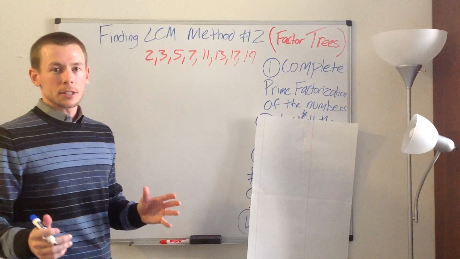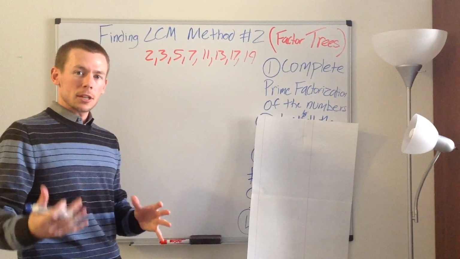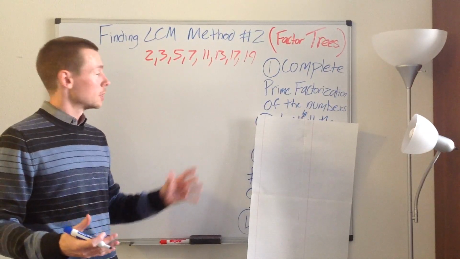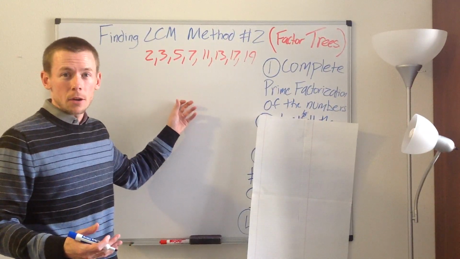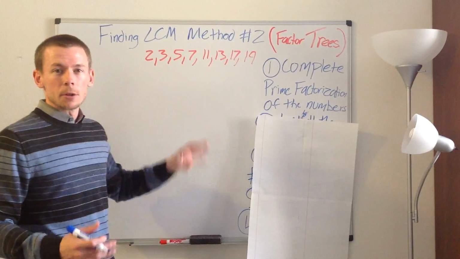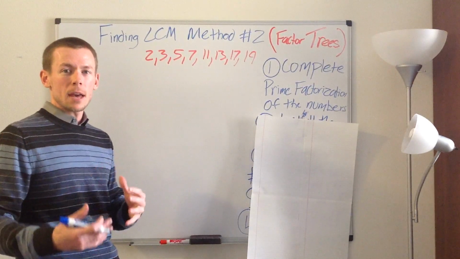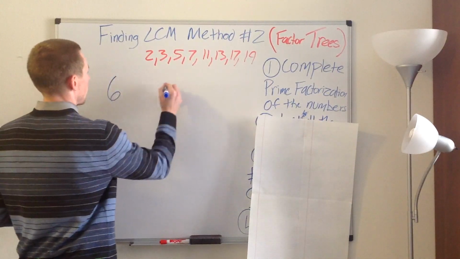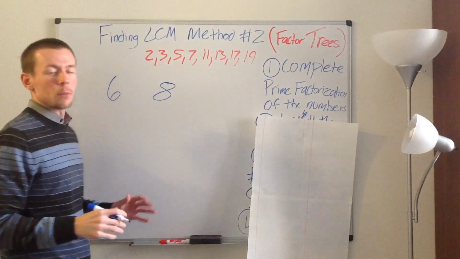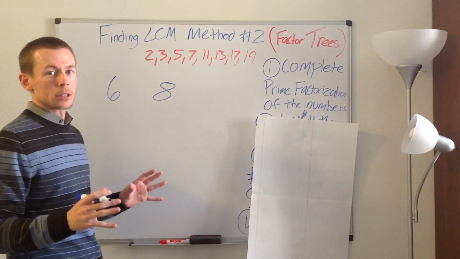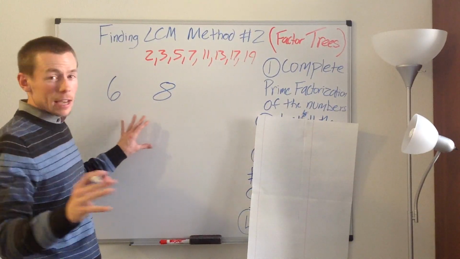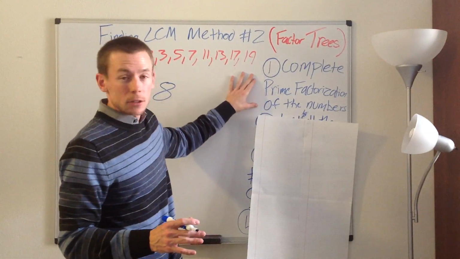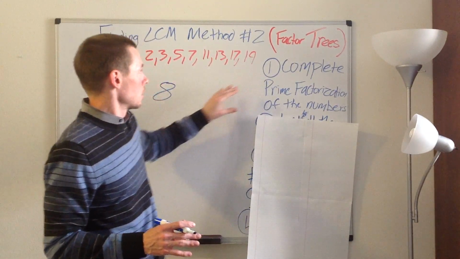So let's look at 6 and 8. Even though I just mentioned that 6 and 8 are pretty easy to find the answer for, we saw the lowest common multiple was 24 in the previous video. Just using some small numbers will help illustrate this method a little easier to begin with. Again, we know the answer is 24. Well, the second method says, step 1, complete the prime factorization of the numbers.